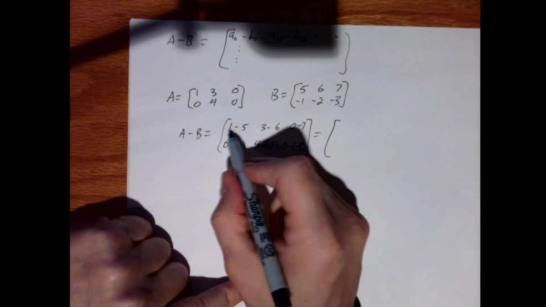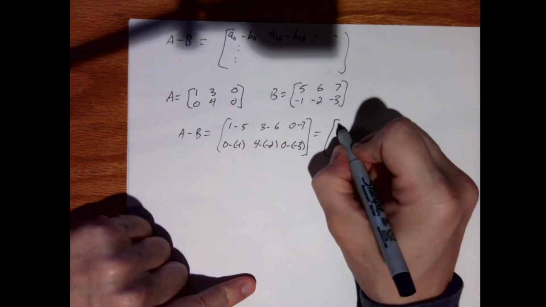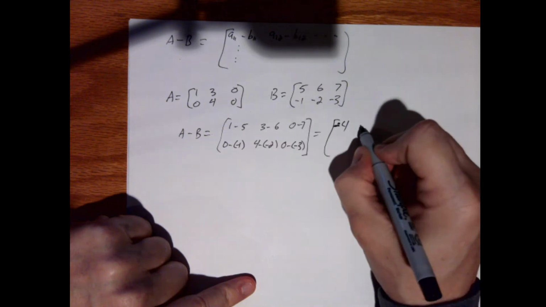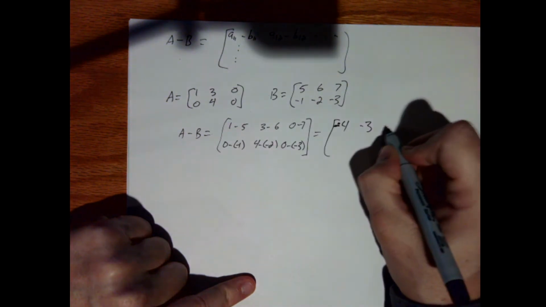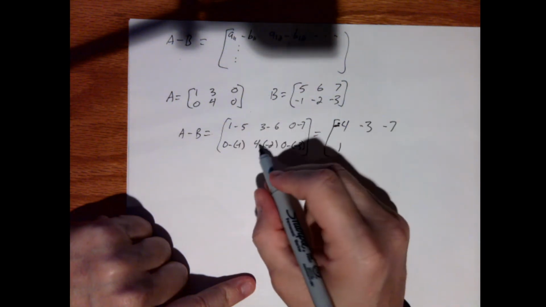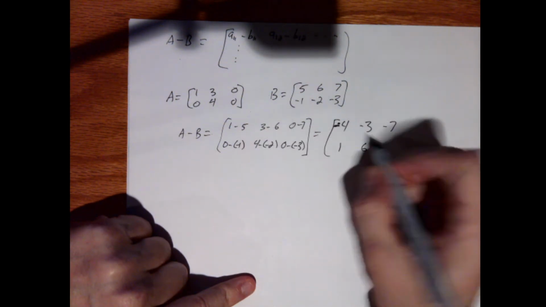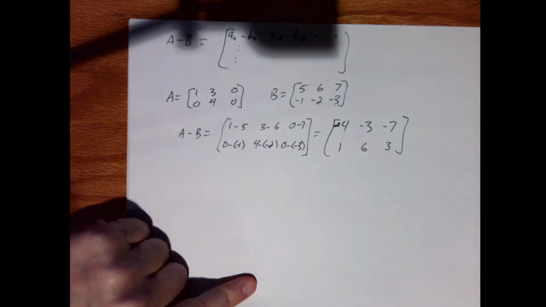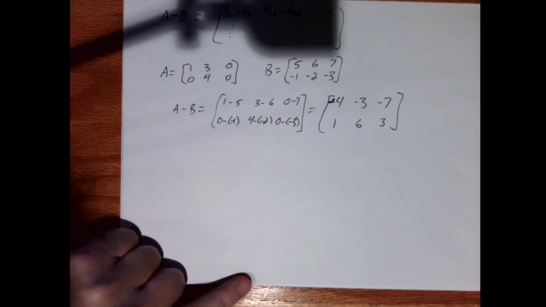And this simplifies into 1 minus 5 is minus 4. 3 minus 6 is minus 3. 0 minus 7 is minus 7. 0 minus minus 1 is positive 1. 4 minus minus 2 is positive 6. 0 minus minus 3 is positive 3. And there's our answer. So it's really that simple.